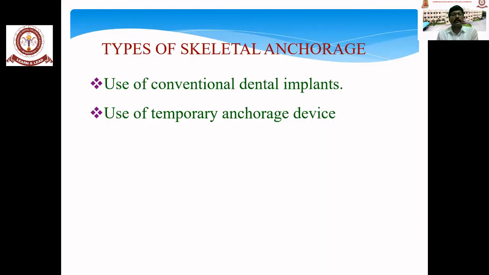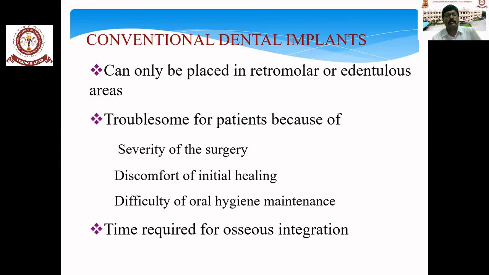So, types of skeletal anchorage. Previously, they used conventional dental implants for skeletal anchorage. And nowadays, they have started using temporary anchorage devices for skeletal anchorage. Conventional dental implants can be placed only in the retromolar region or in edentulous areas.